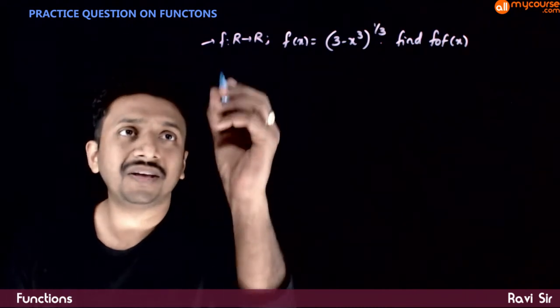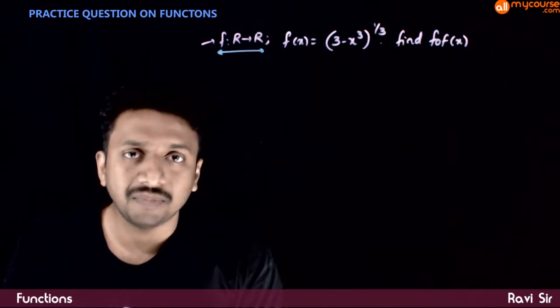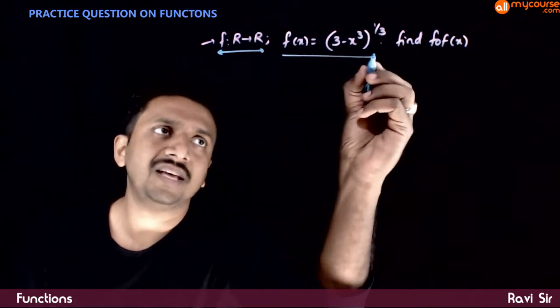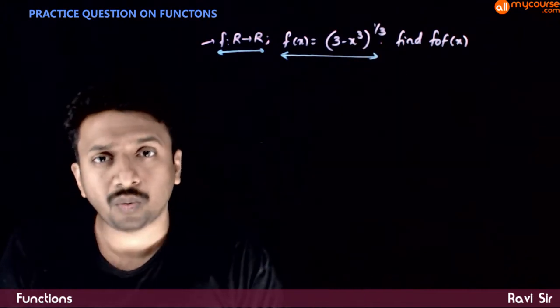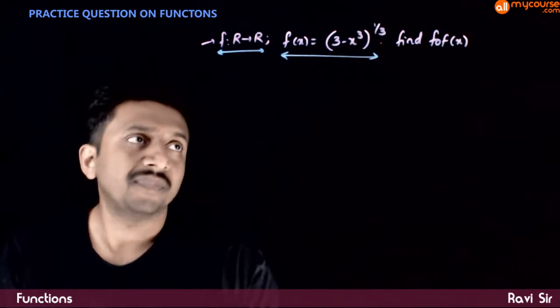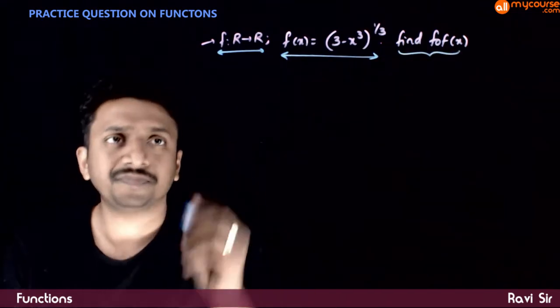In this question, you're given that f is a function from real numbers to real numbers, and f of x is (3 minus x cube) whole power 1 by 3. You're asked to find f of f of x.